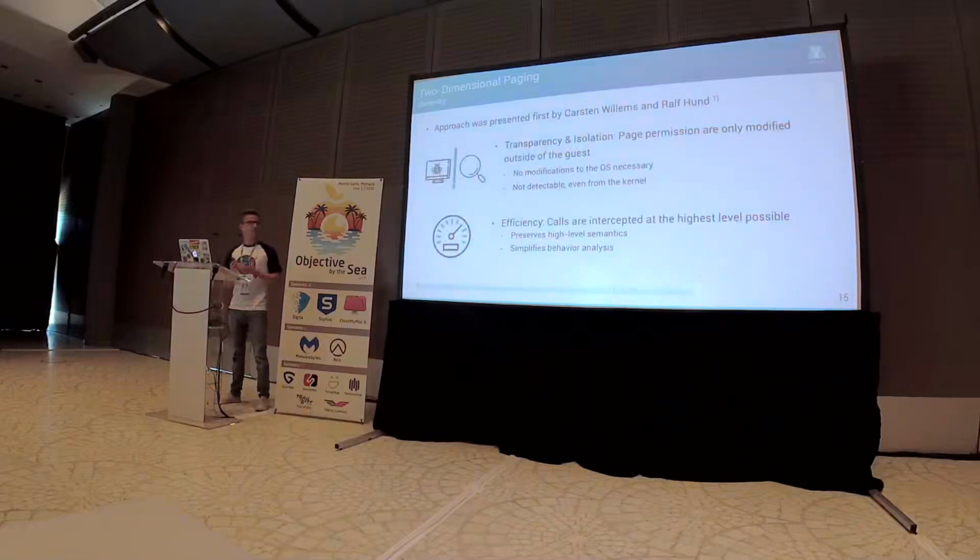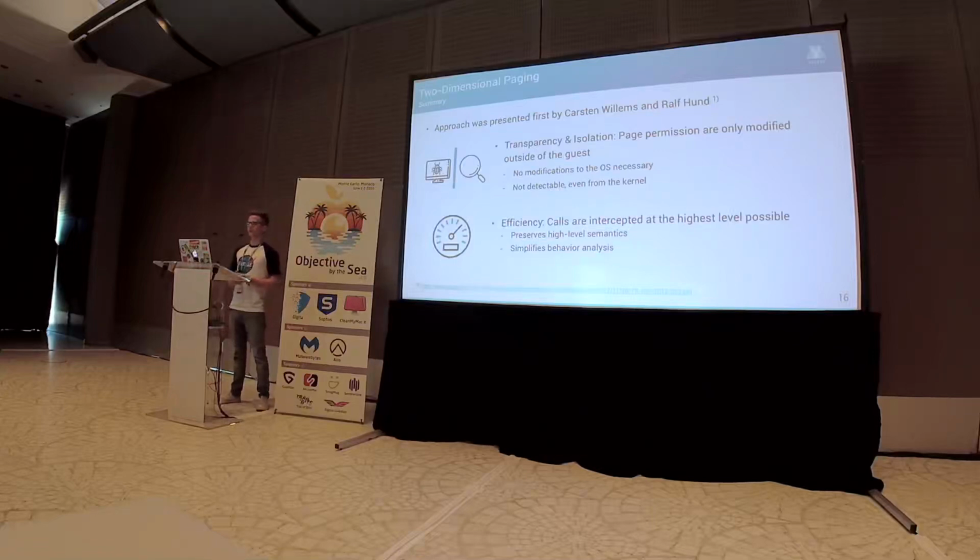So in theory, this is a very simple approach. It was first presented by Carsten Wilhelms and Ralf Hund, the founders of VMRay. It's simple but very effective, and it provides complete isolation and transparency, because there are no modifications necessary to the guest OS at all. It runs completely unmodified, no agent, no hooking, and it's unattackable even from the kernel of the guest. So we could analyze, in theory, kernel code with this.